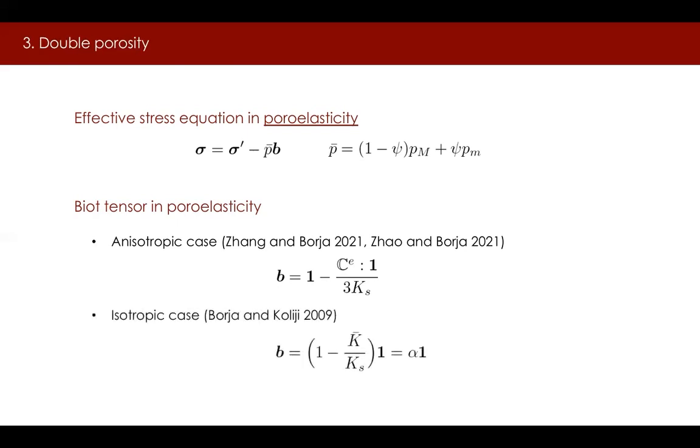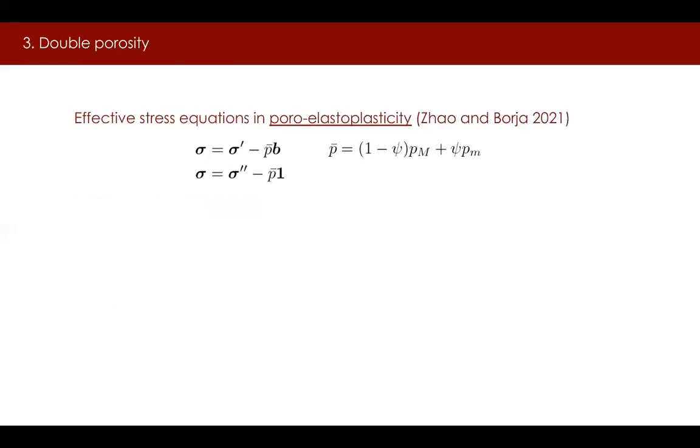For isotropic systems, the Biot tensor reduces to the form derived by Borja and Koliji, where K bar is the drained bulk modulus of the solid skeleton and alpha is the well-known Biot coefficient. On the other hand, there are two effective stress equations in poroelastoplasticity. The first equation uses the Biot effective stress sigma prime, in which the mean pore pressure is scaled by the Biot tensor B. The second equation uses the Terzaghi effective stress sigma double prime, where the mean pore pressure is scaled by the Kronecker delta tensor.